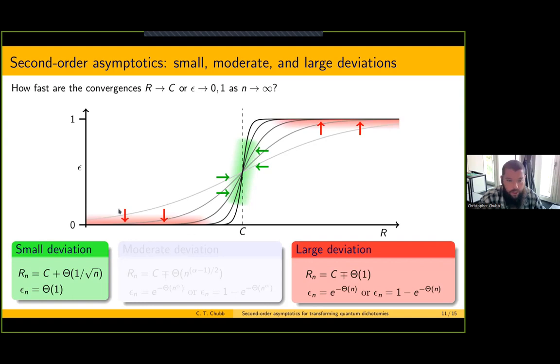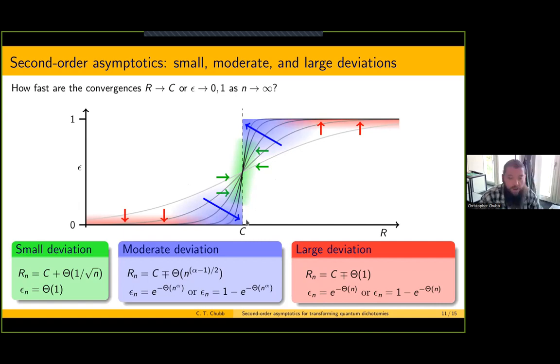Another regime is this large deviation regime. Here we fix the rate to be something either below or above the asymptotic rate, and we look at how quickly the error approaches either 0 or 1. We generally expect it to be exponential. Then there's this weird intermediate regime called moderate, which is somewhere in between. We're approaching the asymptotic rate, but slower than 1 on square root n, and we're approaching error 0 or error 1. This is just a gap that's left between these two regimes.